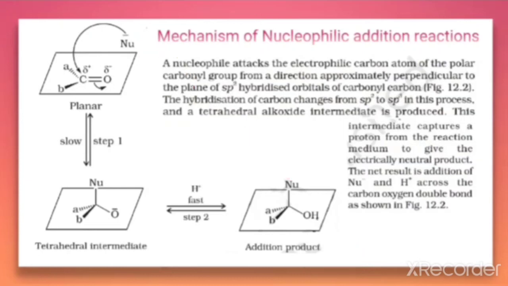So this is the explanation given in the textbook. The important point here is that the nucleophilic attack takes place perpendicular to the plane of the sp2 hybridized orbitals of the carbonyl group, and the hybridization changes from sp2 to sp3 in this process. This mechanism is important for discussing nucleophilic addition reactions.